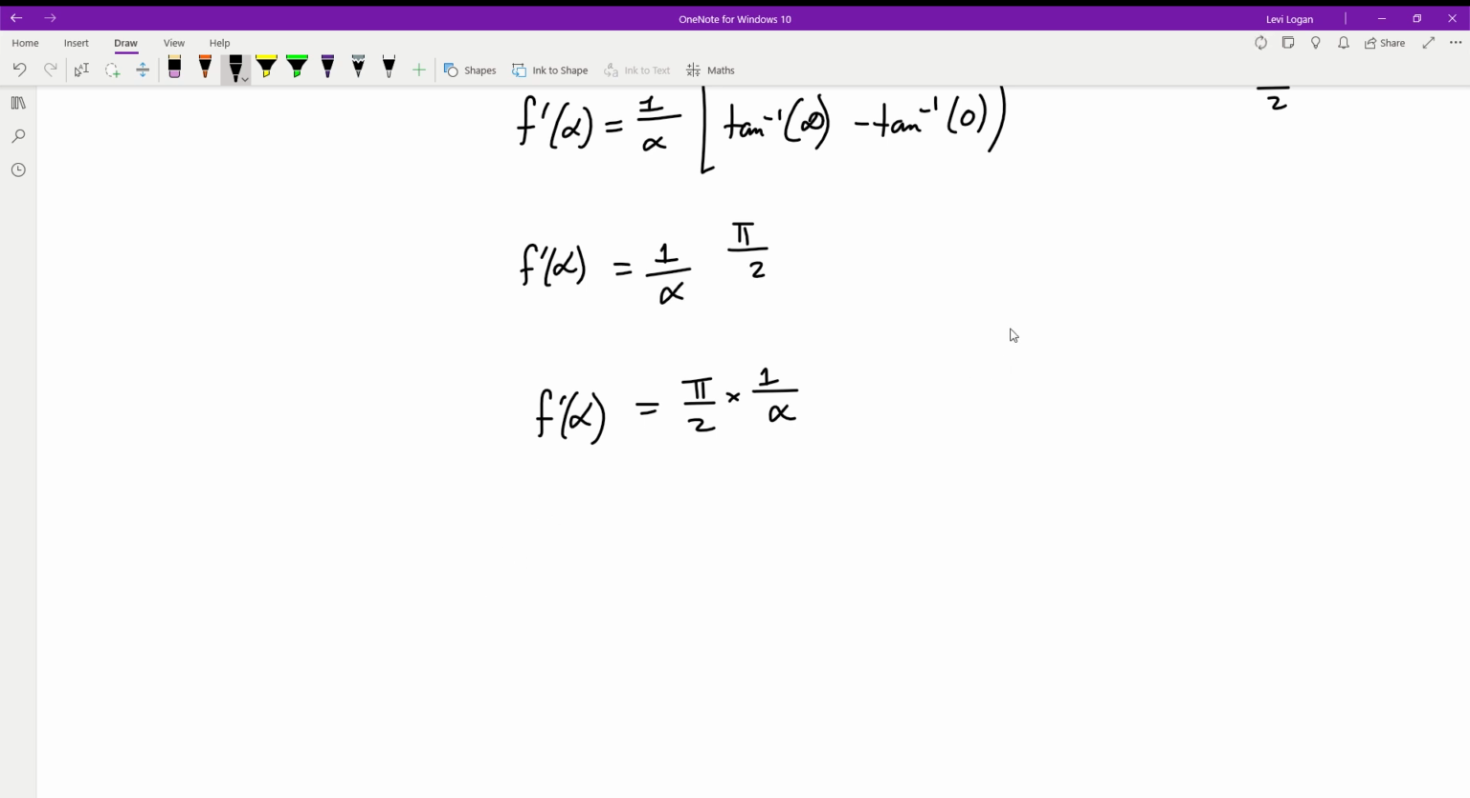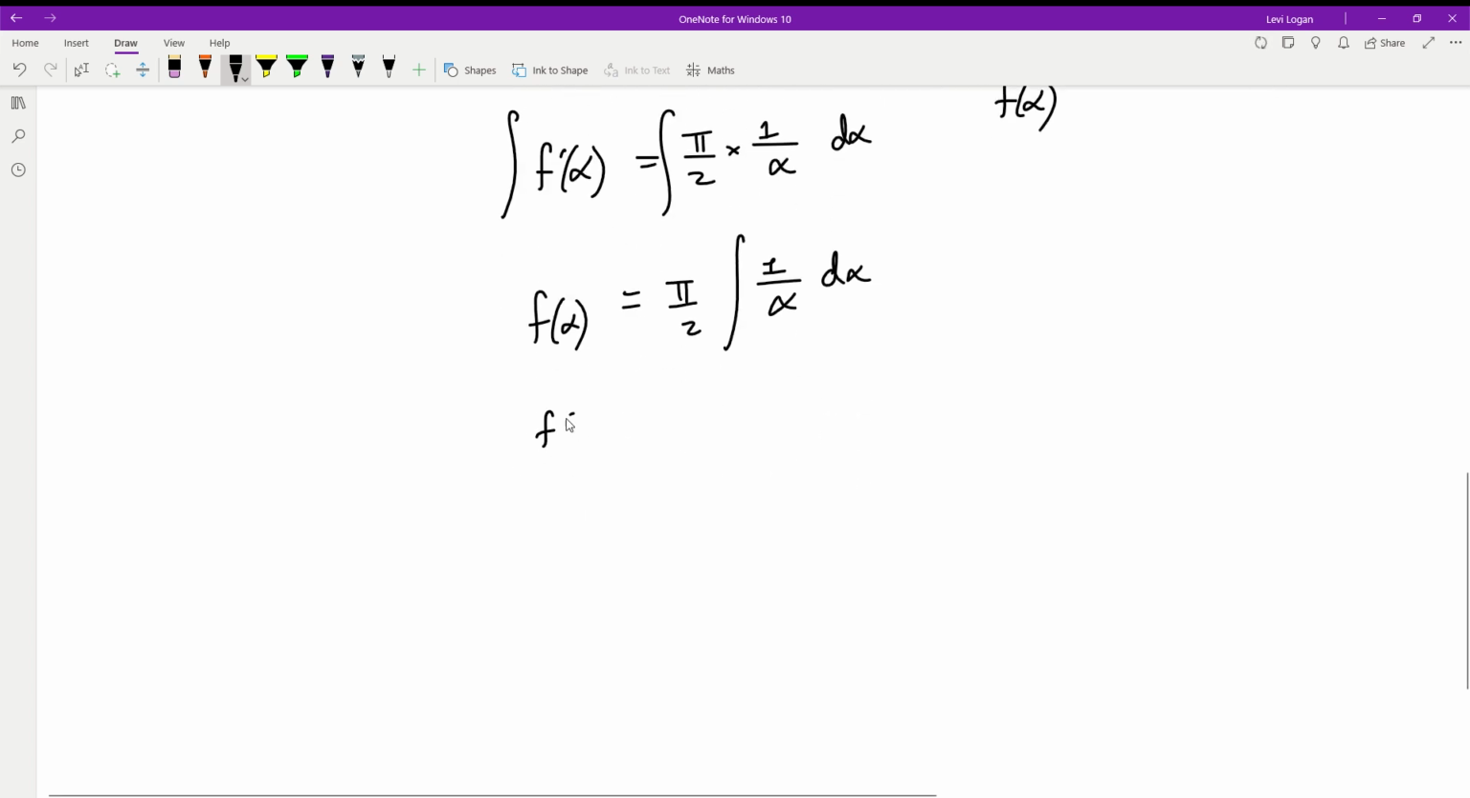Now what we're going to do is find f of alpha, so all we're going to do is integrate both sides with respect to alpha, so this will turn into f of alpha. Here we can treat the pi over 2 as a constant, bring it out the front, and integrate 1 on alpha with respect to alpha. Of course this will turn into natural log of alpha, so we'll have pi on 2 natural log of alpha, with a plus c as well.